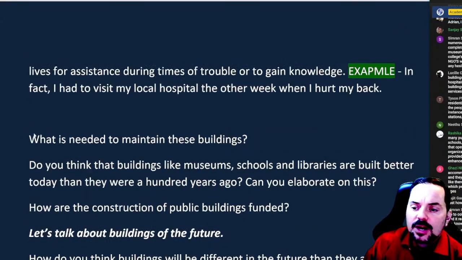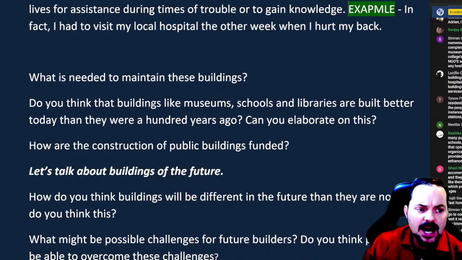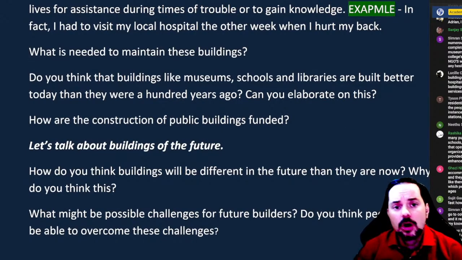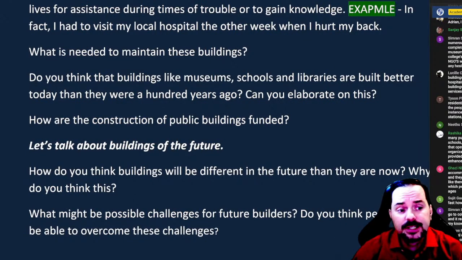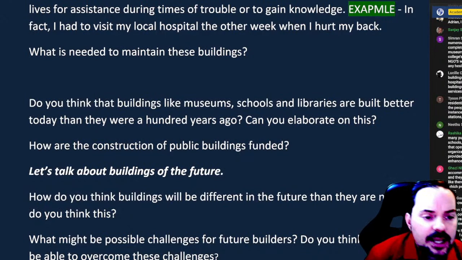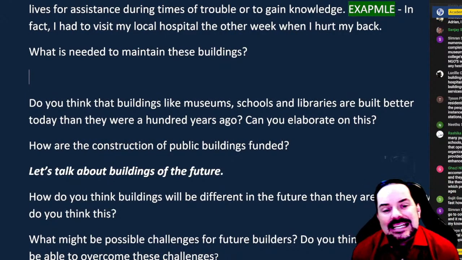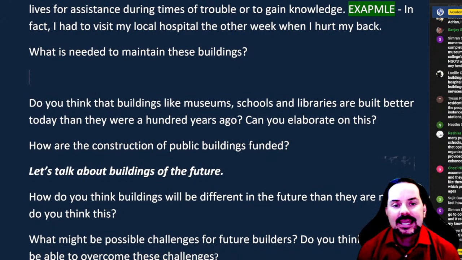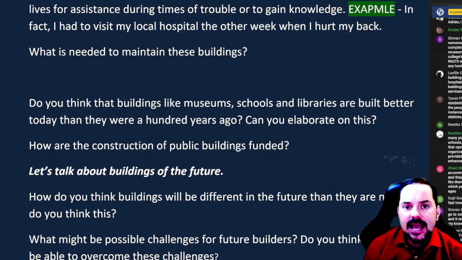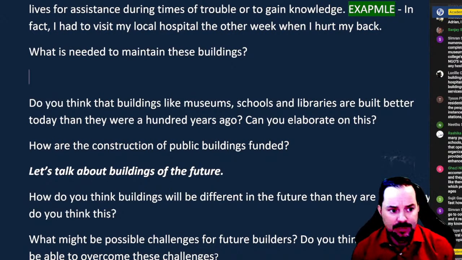Here's the follow-up question. So IELTS part 3 is pretty much always like a conversation style, getting into more and more detail. So the next question might be something like, what is needed to maintain these buildings? Give me a nice full sentence answer for this question. So what is needed to maintain these buildings? Okay.